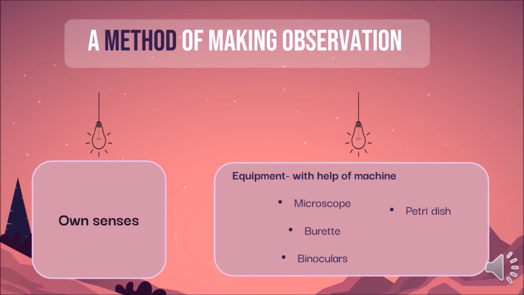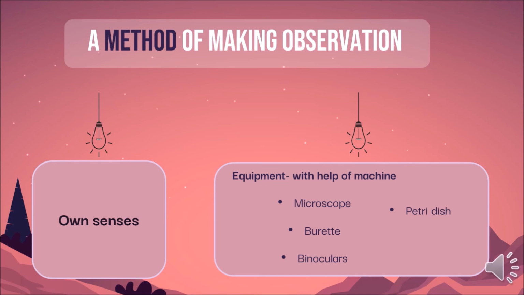Now, let's move to a method of making observation. We need to use our own five senses, which are nose, fingers, mouth, ears, and eyes, to make a qualitative observation. The next is we will use equipment with the help of a machine. For example, we will use a microscope to observe very tiny organisms that cannot be seen with our naked eyes.